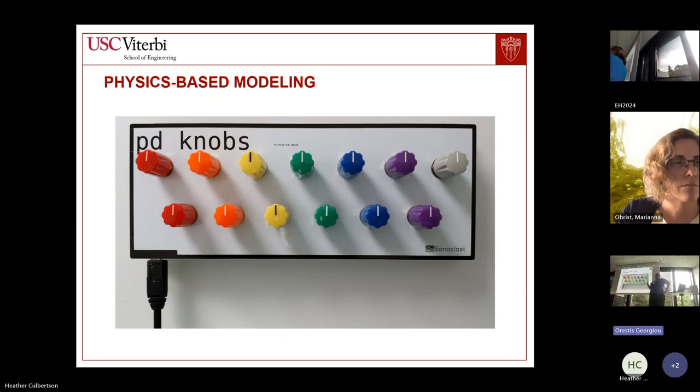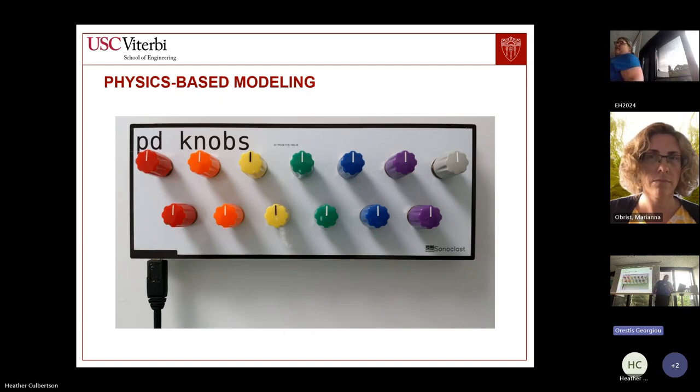I don't know if you've noticed this when running studies, but people are really, really bad at trying to tell you what's wrong with your system. They're just really good at telling you that something's wrong with the system. So having a person helping you tune these little parameters in physics-based modeling can be really challenging to get it to feel like a real surface.